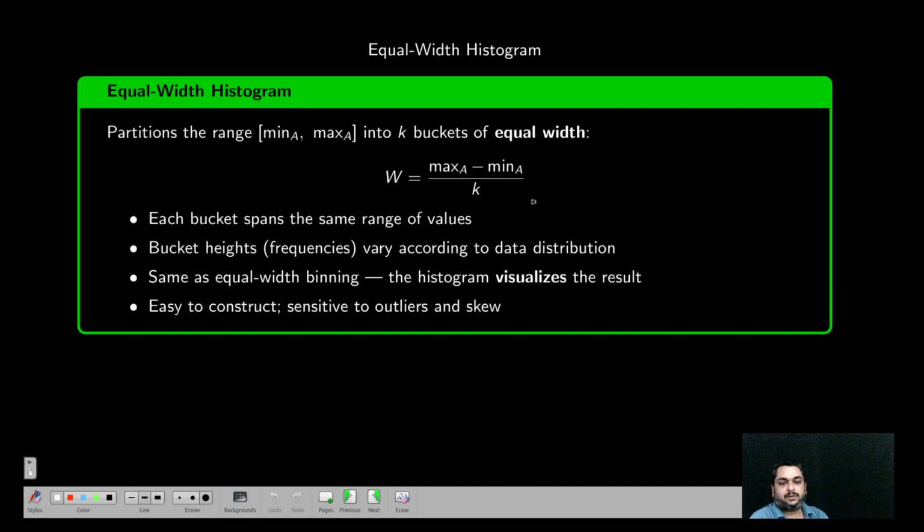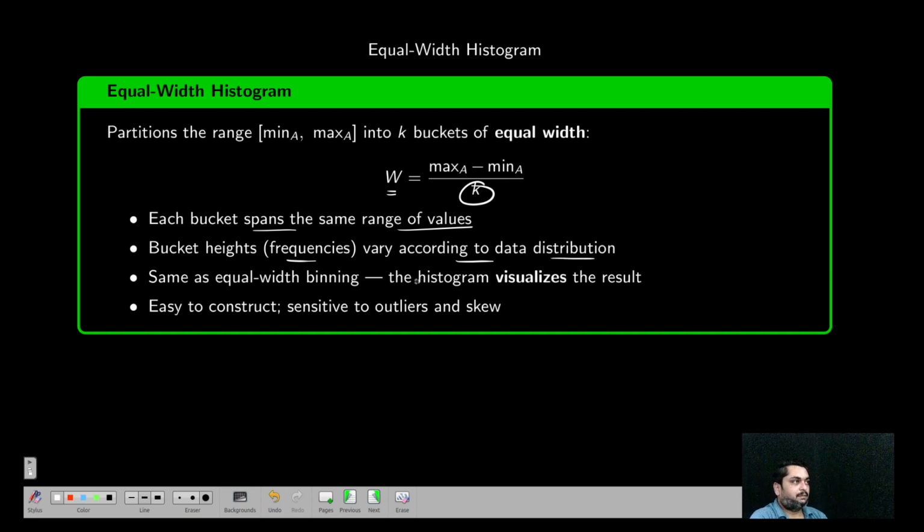So equal width histogram is similar, as I said, to your equal width binning. You calculate the width of the interval of the histogram. That interval is calculated as maximum minus minimum divided by k, where k is the number of bins. Each bucket spans the same range of values. So the width is the same, the interval is the same. Frequency varies according to data distribution.